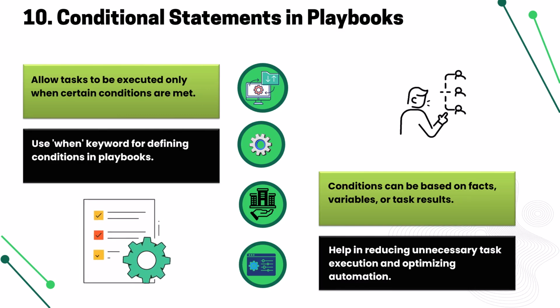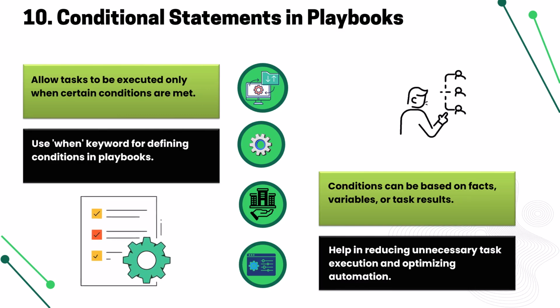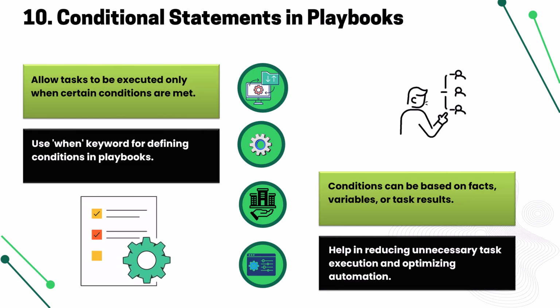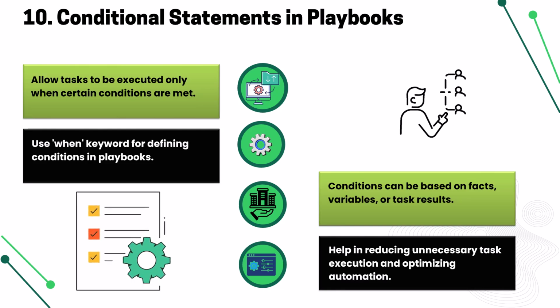Imagine writing a playbook that executes a task only if the server is running low on disk space. Sounds efficient, right? Conditional statements allow us to make decisions within our playbooks using the when keyword. These conditions can be based on facts, variables, or task results. By applying this logic, we ensure that unnecessary tasks don't run, making automation smarter, faster, and less of a headache. Trust me, fewer unnecessary tasks mean fewer coffee breaks debugging.